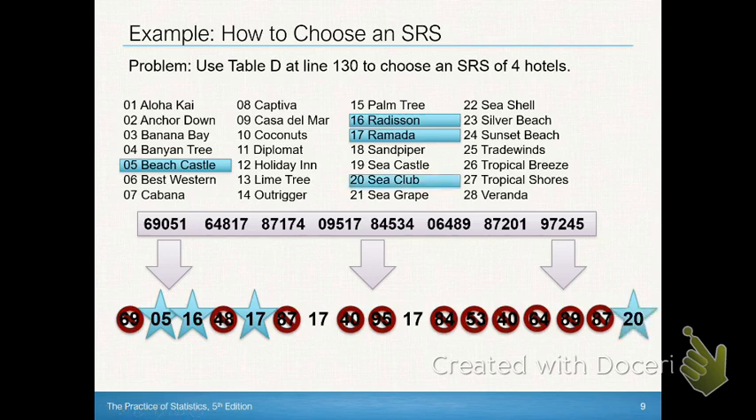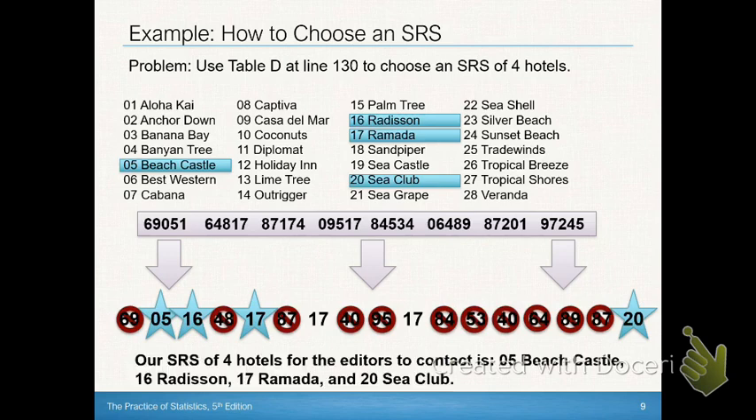And then I'd keep going until eventually I'd get one that's not a repeat, and I have my 4 total hotels. Now, in terms of your random number table, sometimes you might have to wrap around to the next row of your table. That is a possibility. So our random sample ends up being Beach Castle, Radisson, Ramada, and Sea Club.